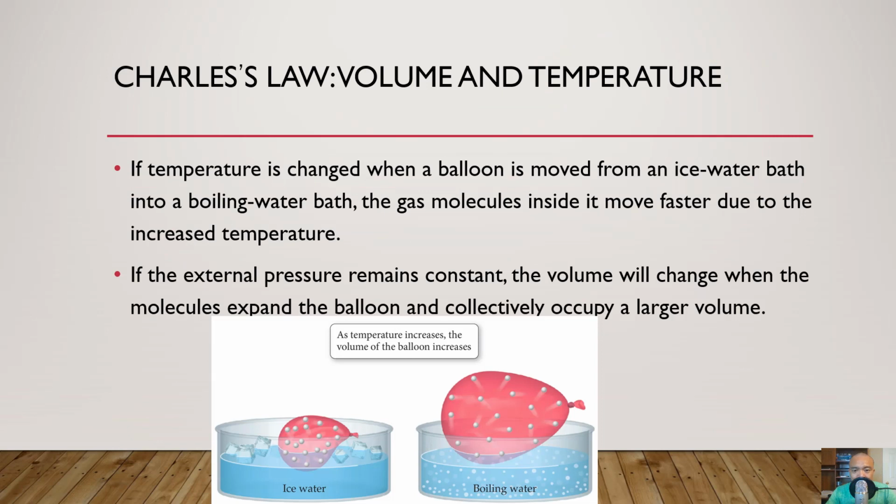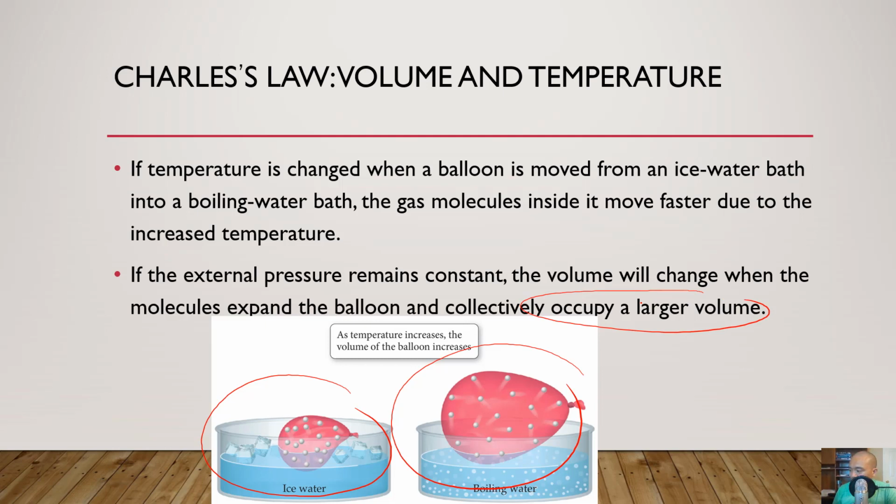If temperature is changed when the balloon is moved from the ice water bath into a boiling water bath, the gas molecules inside it move faster due to the increased temperature. If the external pressure remains constant, as we see over here, the external pressure will be the same as the atmospheric pressure. In this case, the volume will change when the molecules expand the balloon and collectively occupy the larger volume.